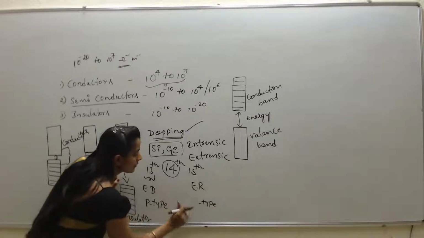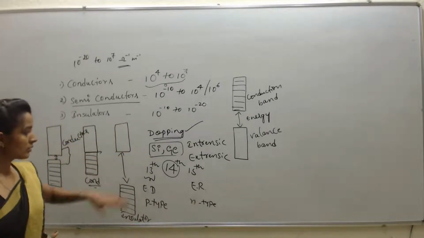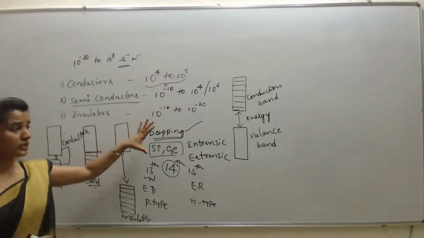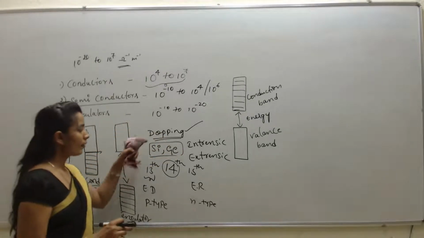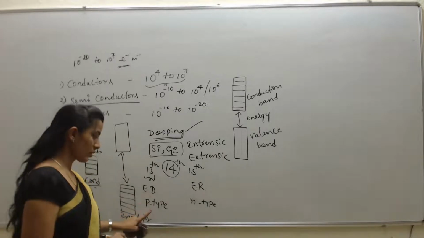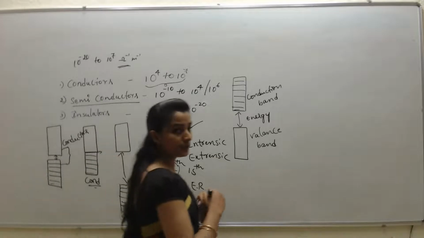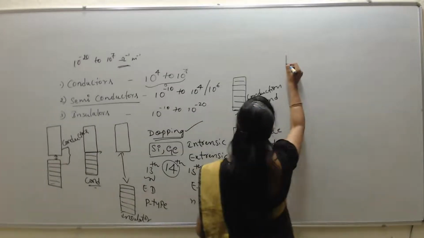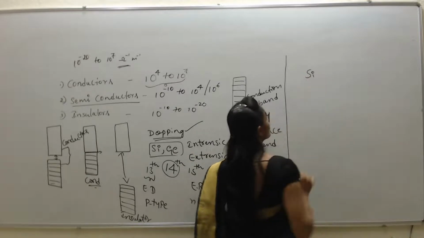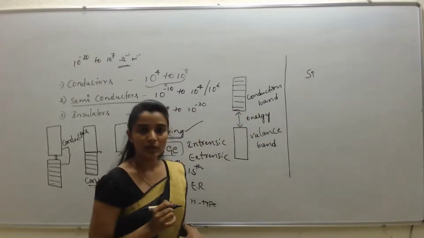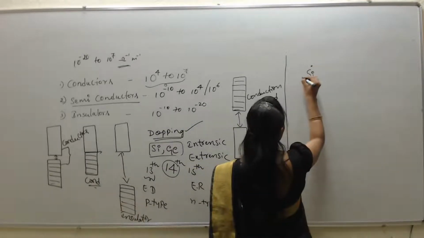What is p-type? What is n-type? I'll discuss it now. So this is all about semiconductors and their conductivity. Now I'll explain which types of doping there are, why it is called p-type and why it is called n-type. Listen, for p-type and n-type semiconductors, silicon belongs to the 14th group, the carbon family, which means its valency is 4.